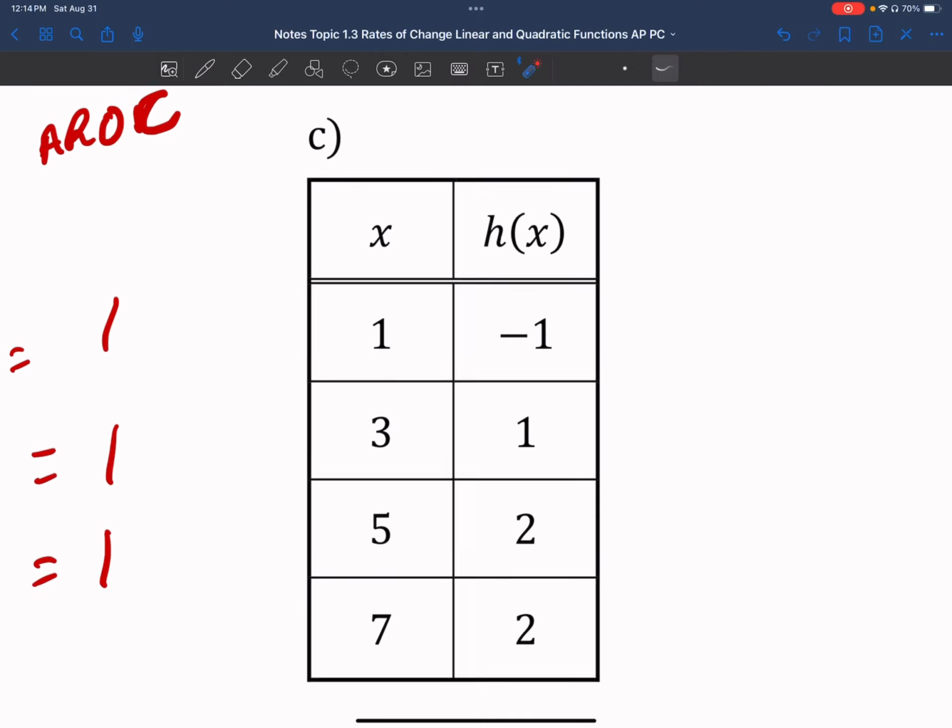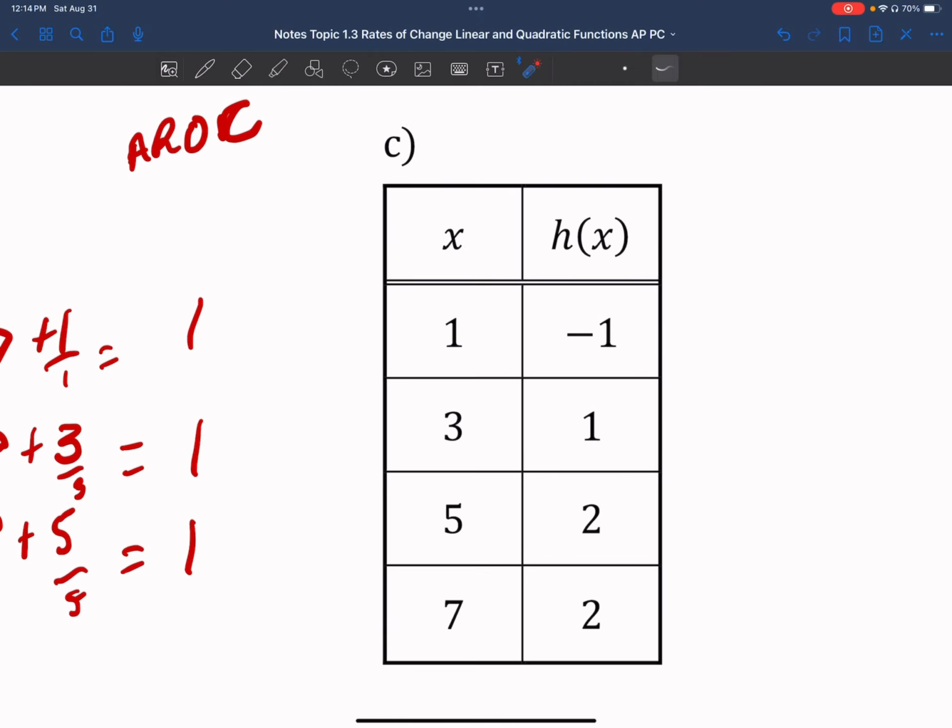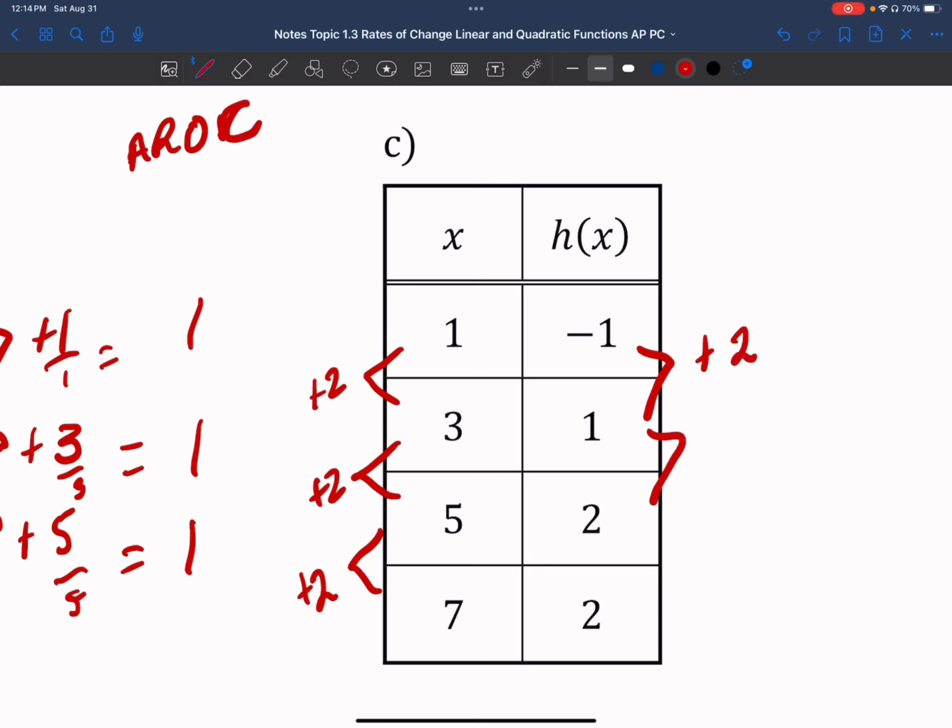I'm going to go into C and do the same thing again. From 1 to 3, I'm going to get plus 2. From 3 to 5, I'm going to get a plus 2. And then from 5 to 7, I'm going to get a plus 2. From negative 1 to positive 1 is going to be 2. From 1 to 2 is going to be 1. And then from 2 to 2 is going to be plus 0, or no change.